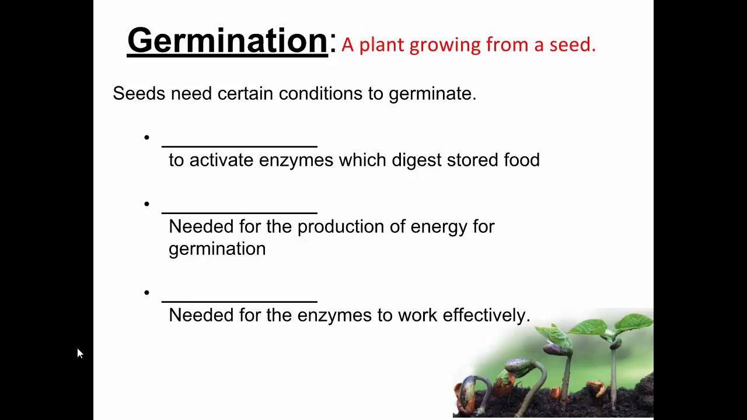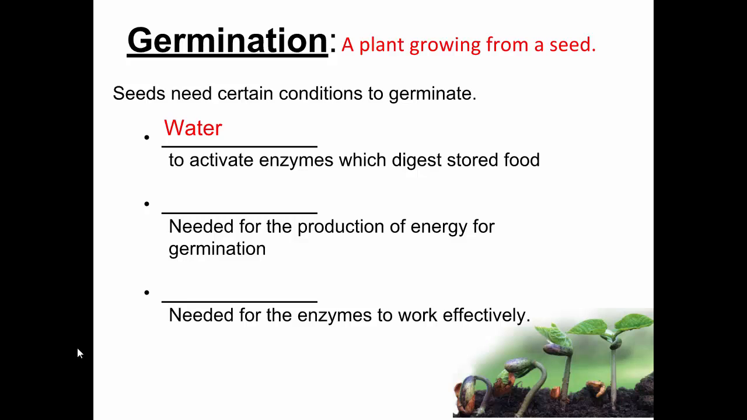And so seeds require certain conditions, and it depends on the type of seed. But in general, what are some things that seeds need before they germinate? Water. They need water. When seeds are exposed to water, it helps soften up the seed coat and helps activate enzymes that are going to start to break down the stored-up food.